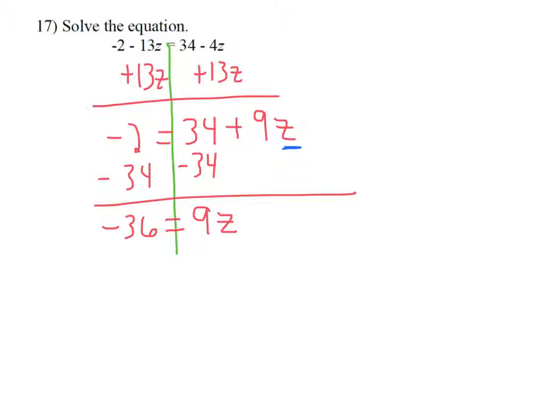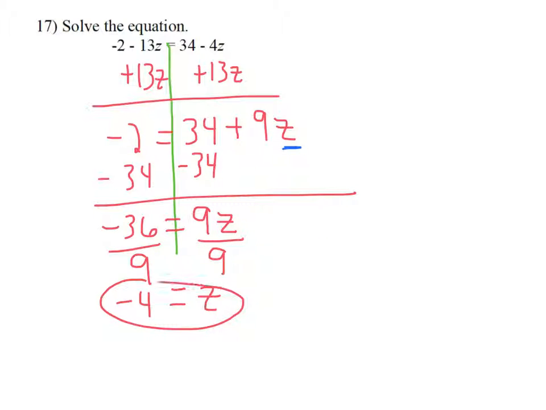I'm down to my last step. This is 9 times z. To undo 9 times z, I divide both sides by the number with the z, the 9. -36 divided by 9 is -4. So the solution to this equation is z equals -4.